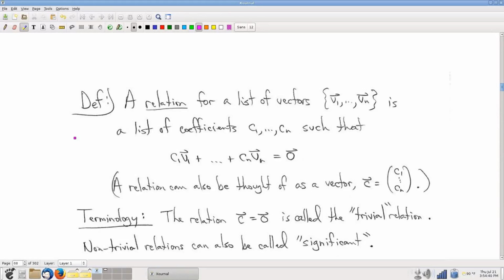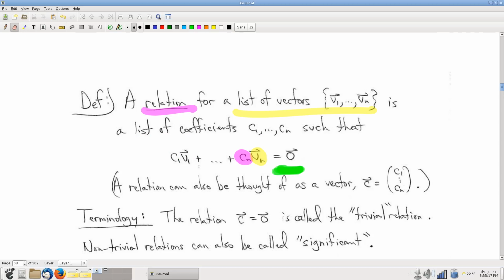Okay, next idea we're going to talk about involves this object called a relation among a list of vectors. And here's what it is. A relation is a list of coefficients. That's a very specific and special list of coefficients. It's a list of coefficients such that when you take a linear combination with those coefficients of your original vectors, you must get 0. So a relation is a demonstration of the fact that you can take a linear combination of your given list of vectors and arrive at the result 0.